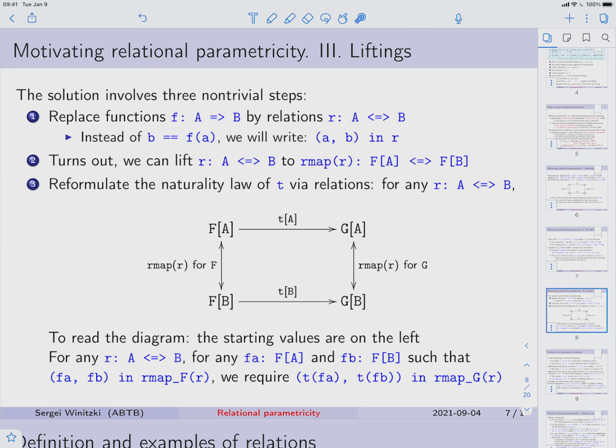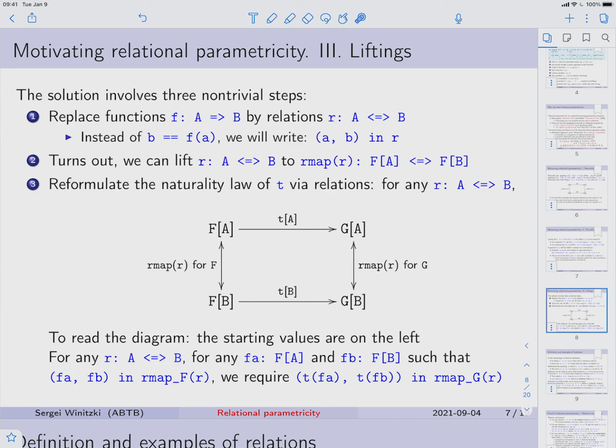So to read this diagram, we need to start with two arbitrary values on the left. So one value of type f of a, one value of type f of b. And then we have also an arbitrary relation between types a and b. These must be in the relation lifted to f, and then we require that the results of applying the transformation must be in the relation lifted to g. So that will be the plan of how relations solve the difficulty with proving the naturality law.